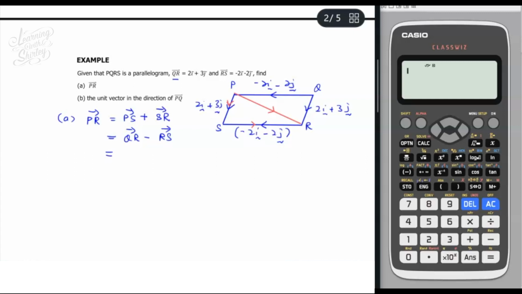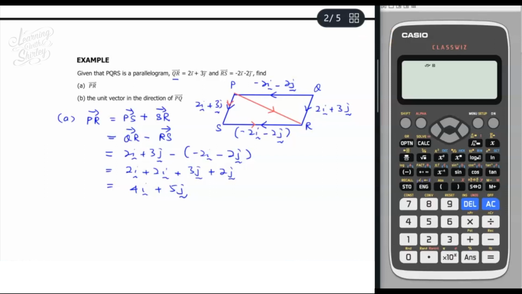So QR is 2i plus 3j, and then minus RS is negative 2i minus 2j. Okay, so now we rearrange it, 2i plus 2i plus 3j plus 2j. Okay, so we get our answer 4i plus 5j. Okay, so this is the answer for A.